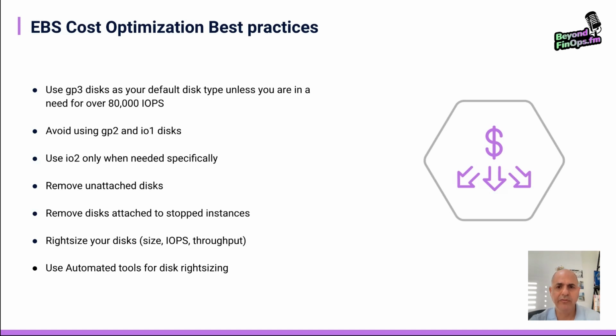We should remove unattached disks. We should remove disks that are attached to stopped instances. And we should right-size our disk configurations. The best thing is to start small and scale once needed, but as we understand, we cannot downsize an EBS volume, and for that we need some help from other tools such as Datafy that I mentioned.